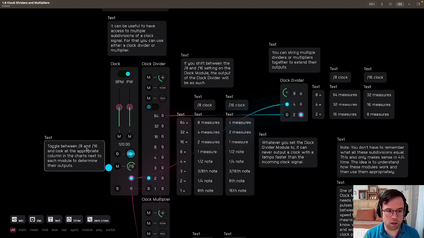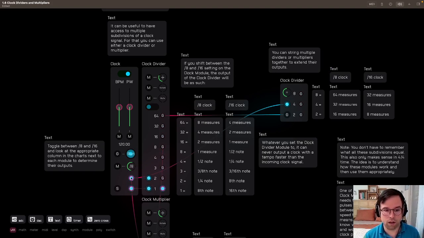We're toggling here between the divided by 8 and divided by 16, and we're looking at the appropriate column in the charts next to each module to determine their outputs. That's what we're doing right now. So if we need a longer division than 8 or 4 measures, so we'll go back down to 8 here. You can string multiple dividers or multipliers together to extend their outputs.